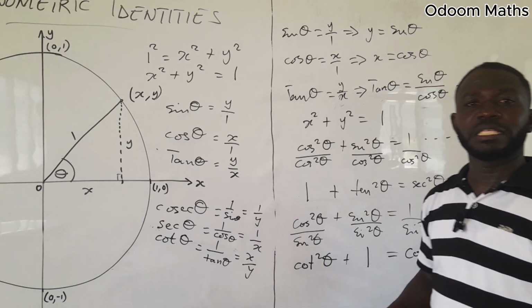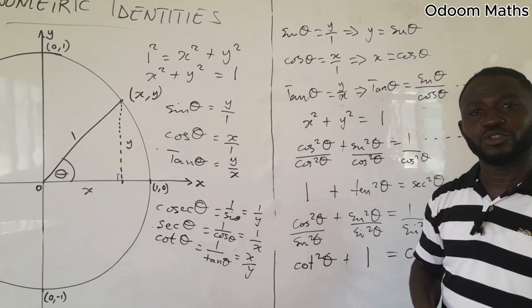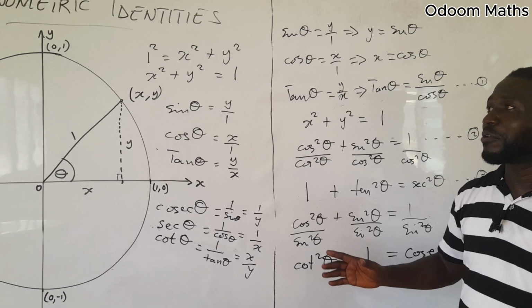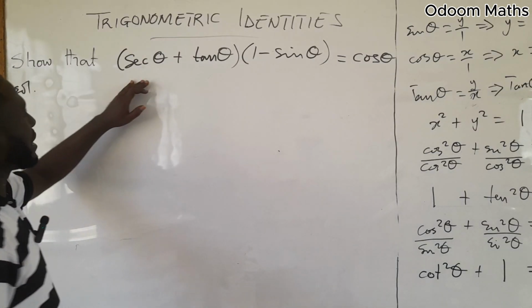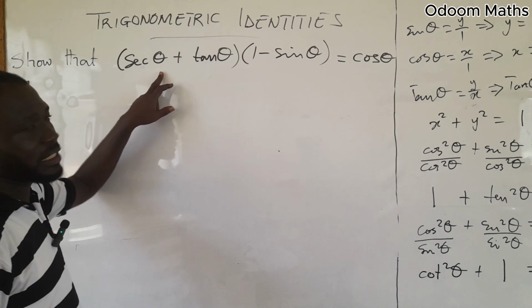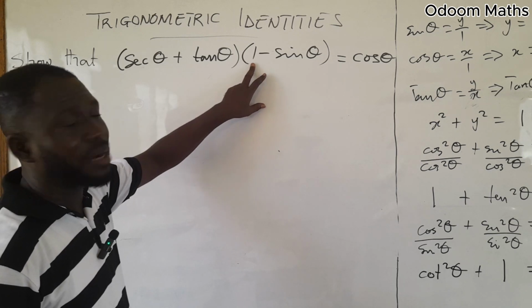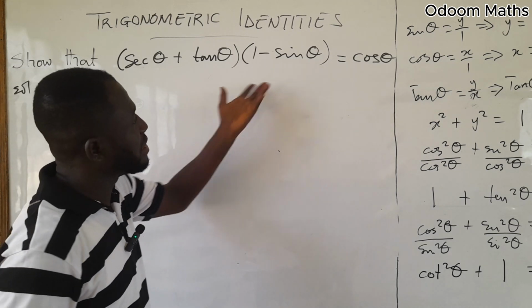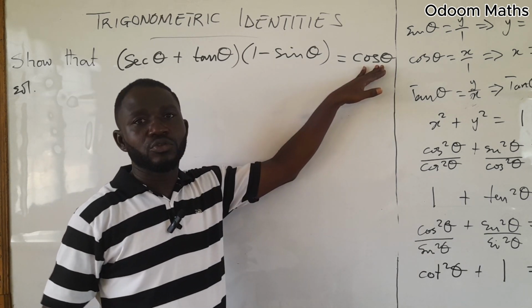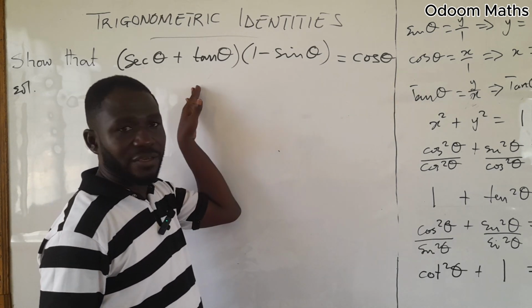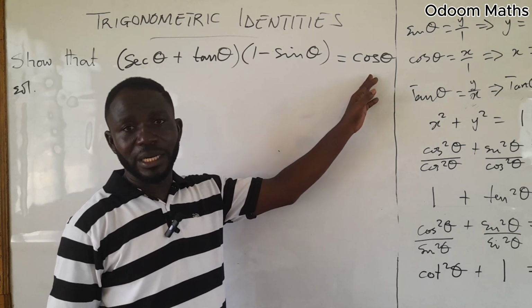Okay, so let's look at some examples and see how we can apply these when we are told to solve questions involving the identities. Now we are told to show that, in brackets, sec theta plus tan theta, and then under brackets, minus 1 over 1 minus sin theta is equal to cos theta. Let's see. When a question of this nature is given, you can decide to start from this side to see whether this will give you this, or you start from this side to see whether it will also give you this one.